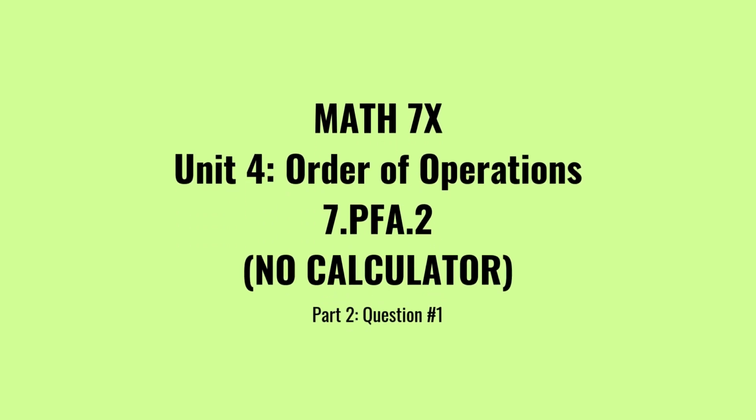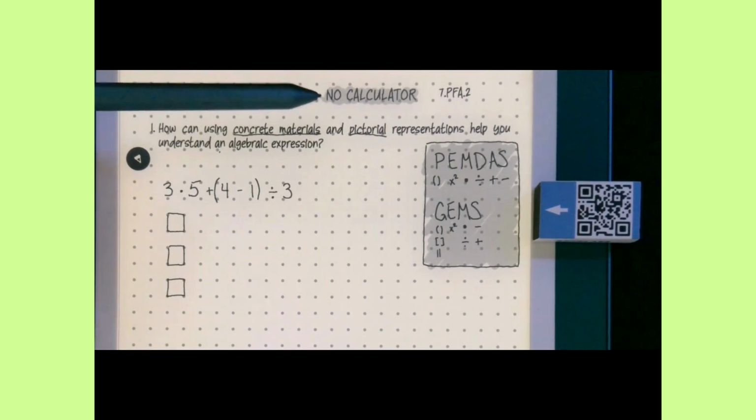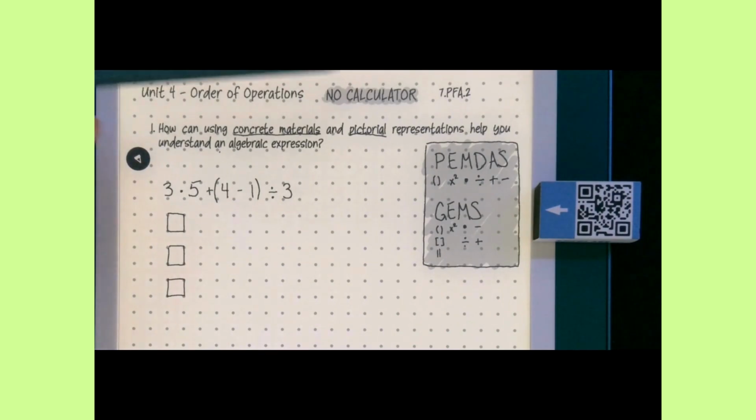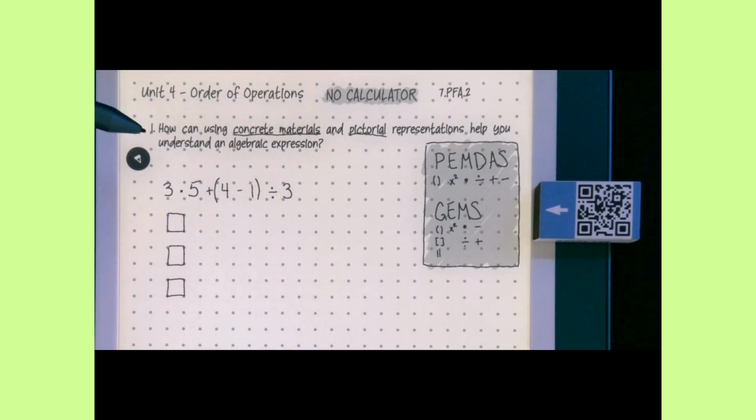Hey, and welcome back to Unit 4 of our SOL review videos for this year. Unit 4 is Order of Operations, and a reminder, this is a non-calculated part of this SOL. This goes over SOL Standard 7.PFA.2, and we're going to jump into essential question number 1.